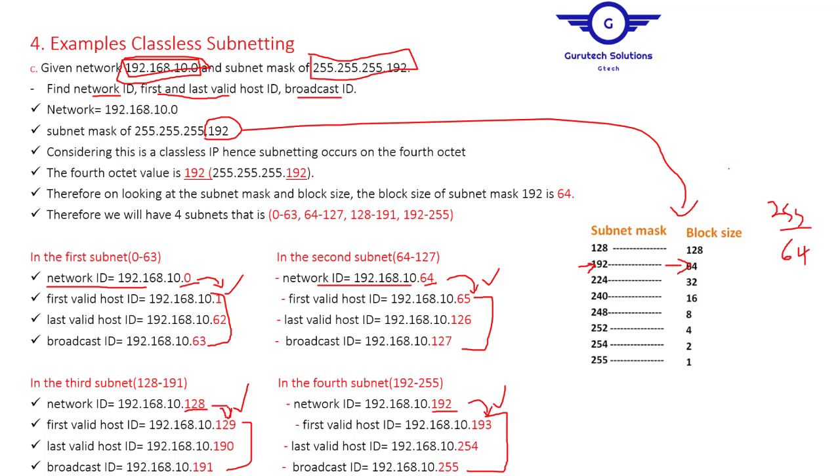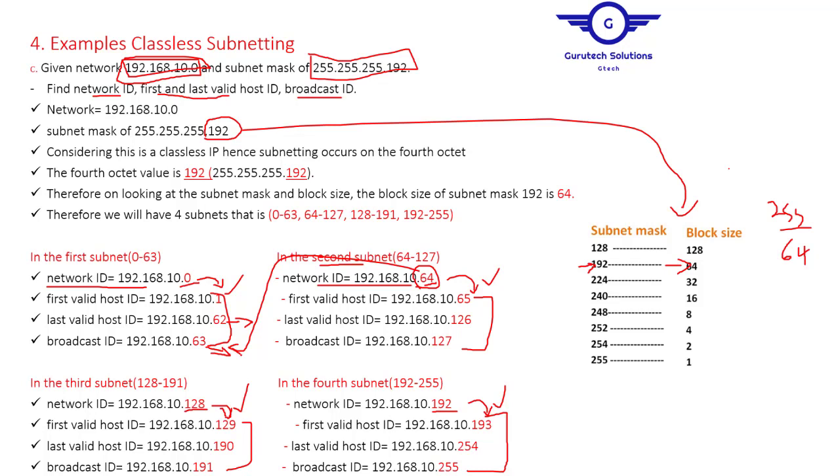So after calculating the first valid host ID, pass the last valid host ID first. Come to broadcast. So broadcast is the last address in that subnet. When you go to the second subnet, you can see the starting IP is .64, meaning the previous IP should be .63. So that .63 is the broadcast ID of the first subnet.